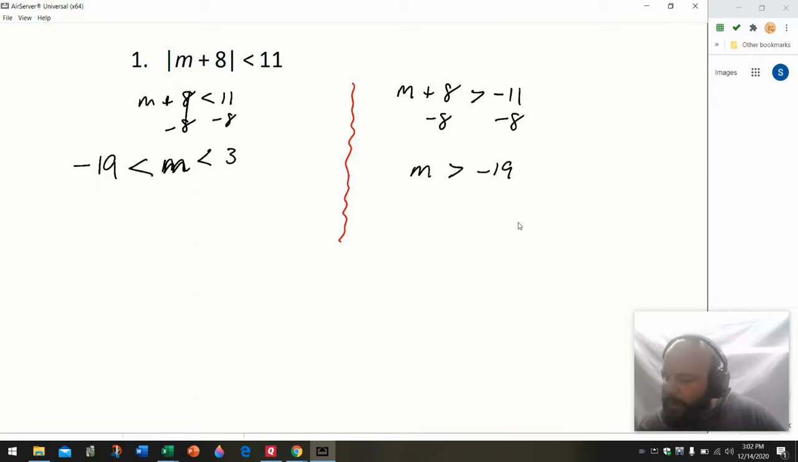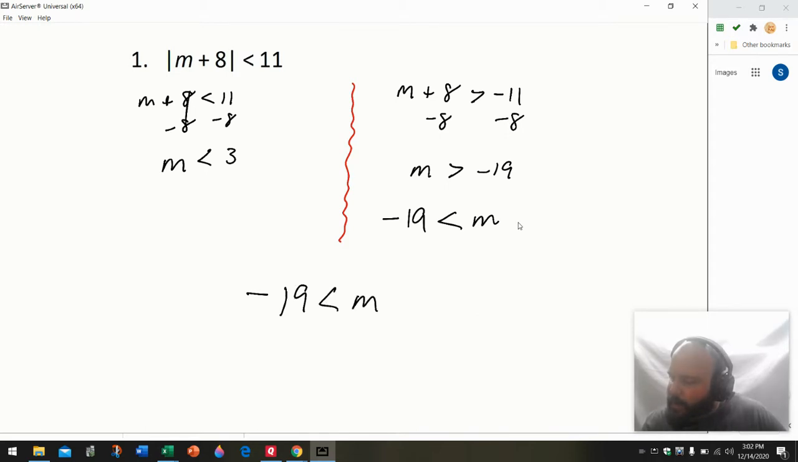So I'm not going to leave that there, but I am going to write that. Negative 19 is less than m, which is less than 3. And so what I want you to notice is we start with the smallest number. We have the variable in the middle, and then we have the largest number, just like that. And so now we have it combined into one inequality, and then we need to graph this.